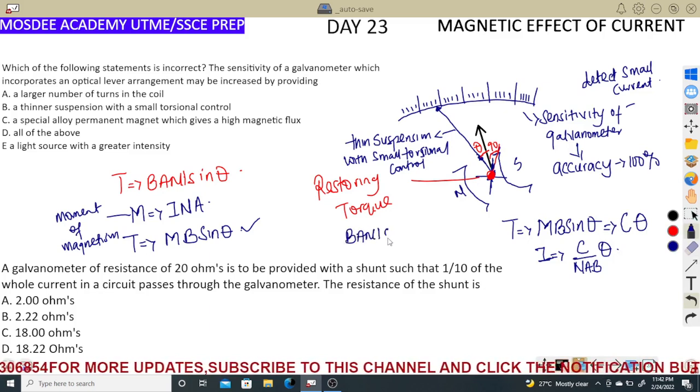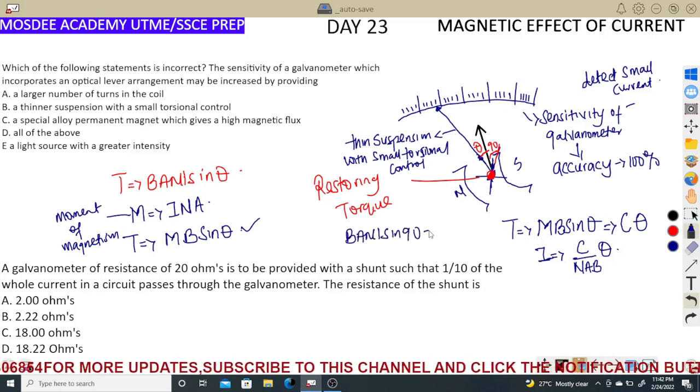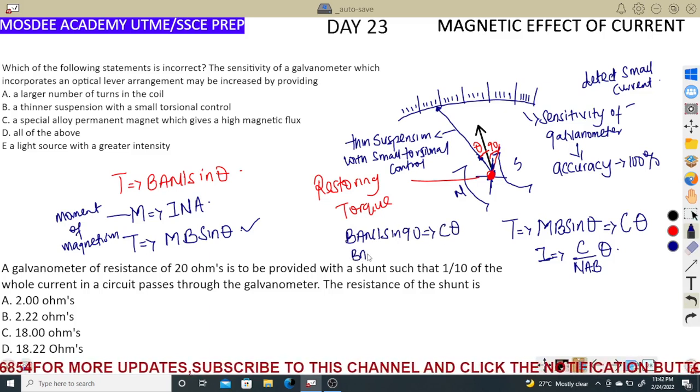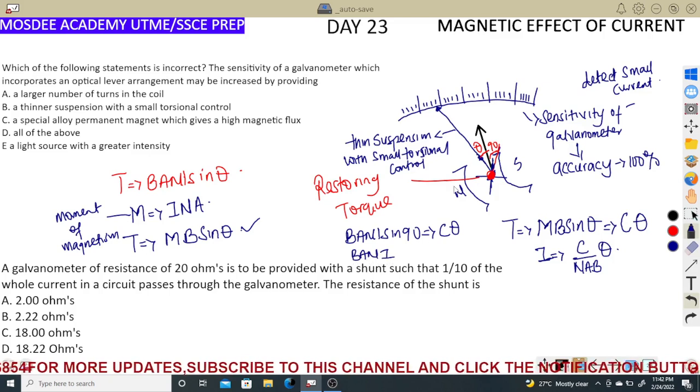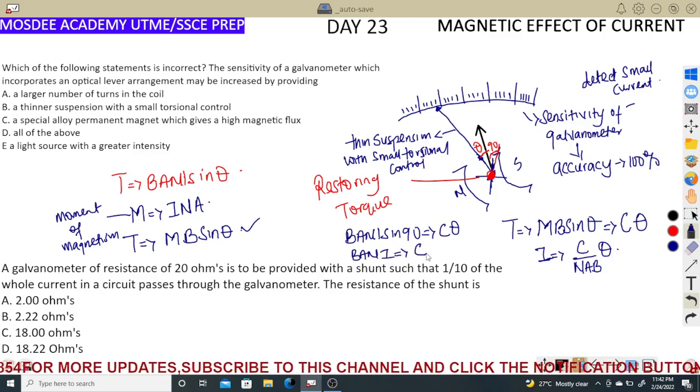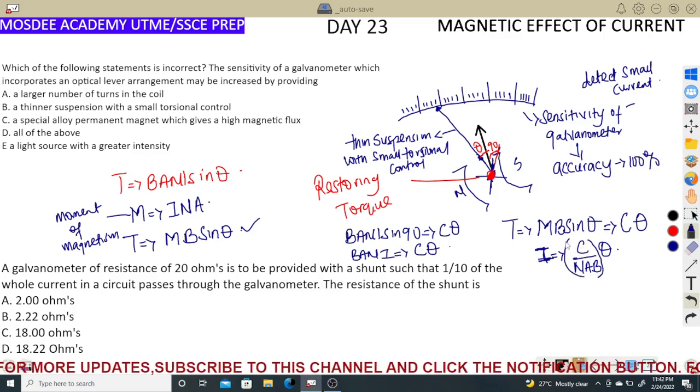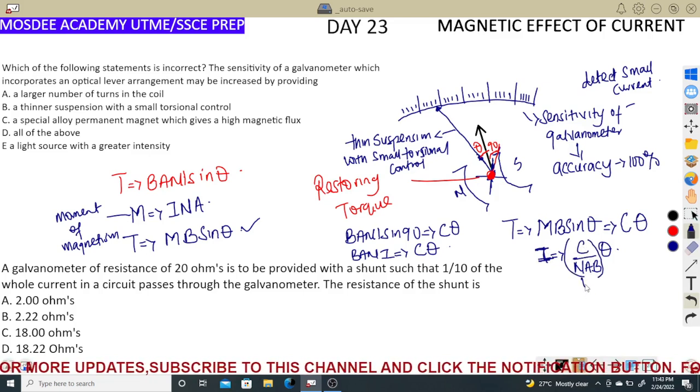BANI sine 90 is equal to C theta. For you to see it, BANI sine 90, as sine 90 is 1, I told you the angle is always 90, is equal to C theta. So make I the subject of the formula. This I is now defined in terms of C. So this particular constant inside this bracket, C over NAB, is now called what?